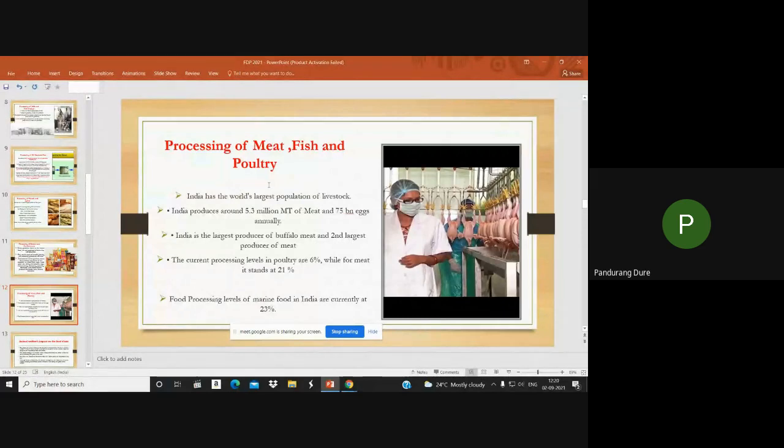The next sector is the processing of meat, fish and poultry. India has the largest livestock population, and near about 5.3 million metric tons of meat is produced annually. At the same time, 75 billion eggs are produced annually. The current processing level in poultry is 6%, for meat it stands at 21%, and for marine products in India it is near about 23%. So there is again scope for processing.